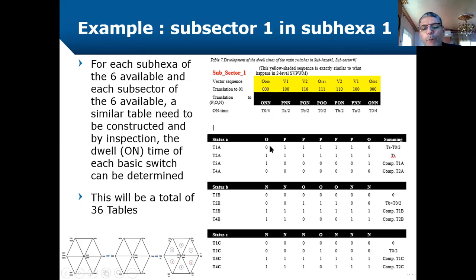Look at the segmentation of the times. V1 is applied for T1, V2 is applied for T1 over 2, V2 is applied in this area for T2 over 2. This is T0 over 2. This is T0 over 4. This is T0 over 4. Okay, this translation, where do we get it?